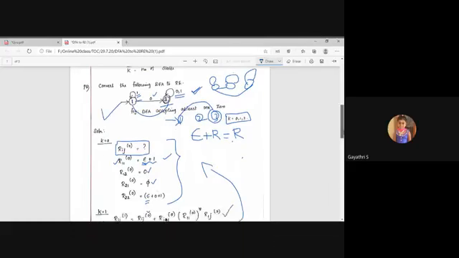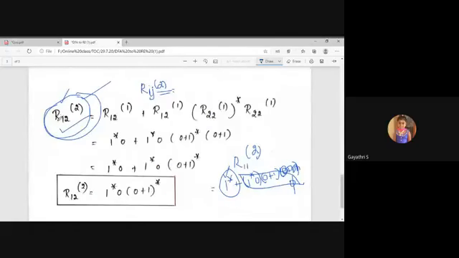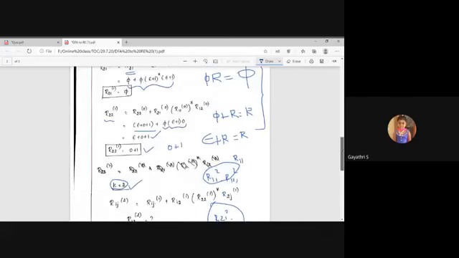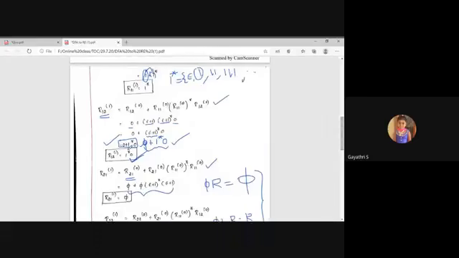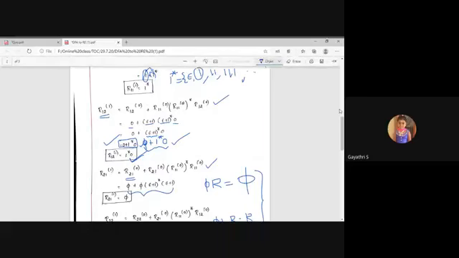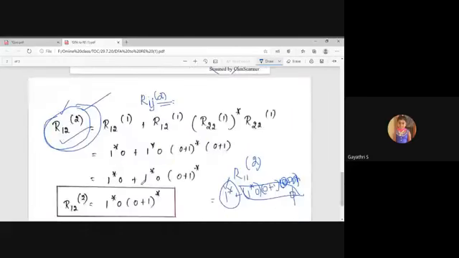Okay, so R12 of 2. So again I applied the formula R12 power 1, R12 power 1, R22, R22. Okay, so what is the value of R12 power 1? R12 power 1, here value 1 star 0. Okay, so I have written as 1 star 0. So same thing. So 1 closure 0. Again R22 of 1, 0 plus 1 whole closure.